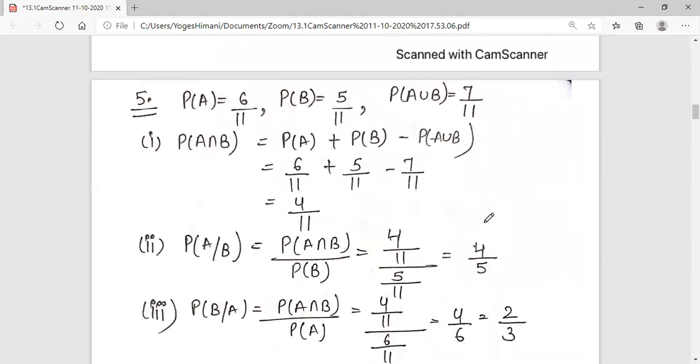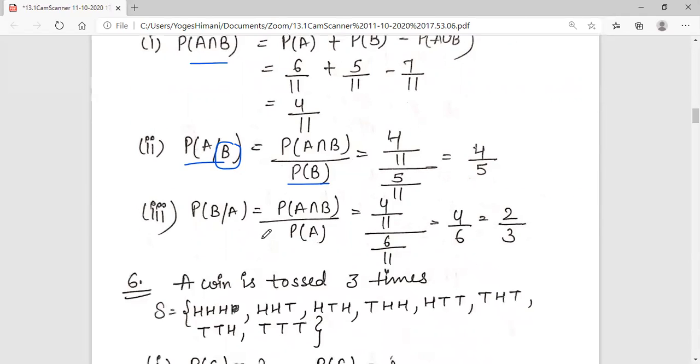Question number 5 is also the same, students. Probability of A and B is given and union is given. Intersection we have to find. Same formula: probability of A plus probability of B minus probability of A union B. And for A by B, probability of A intersection B upon, what is under A by B? B. It means probability of B. 4 by 11 upon 5 by 11. And for probability of B by A, probability of A intersection B upon probability of A, that is 4 by 6.